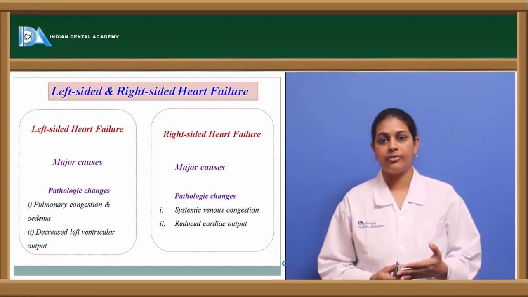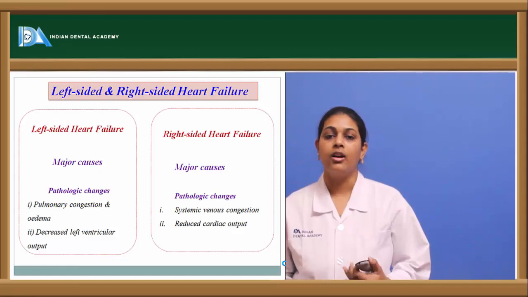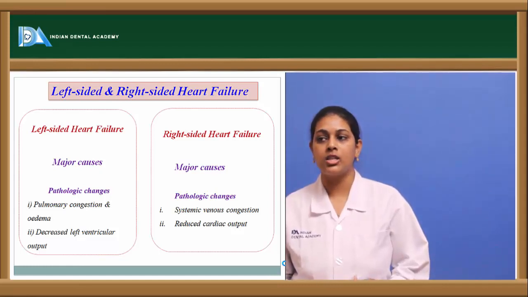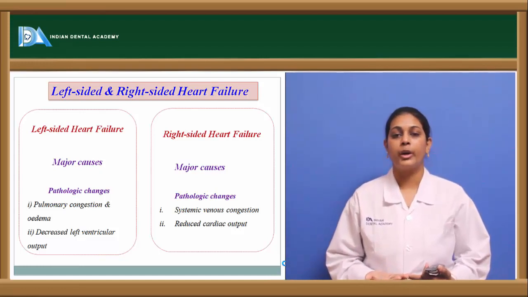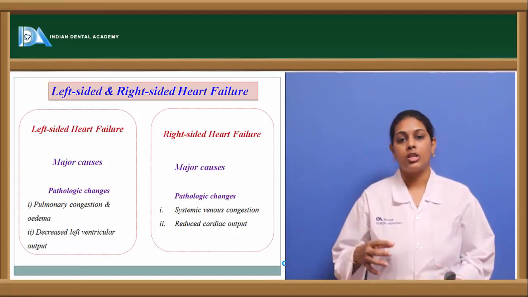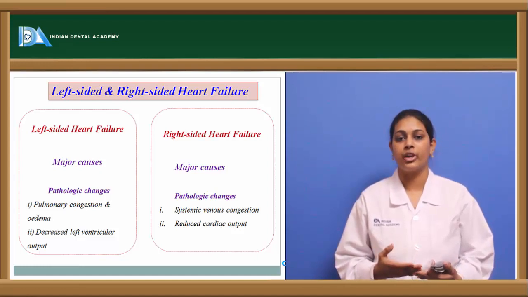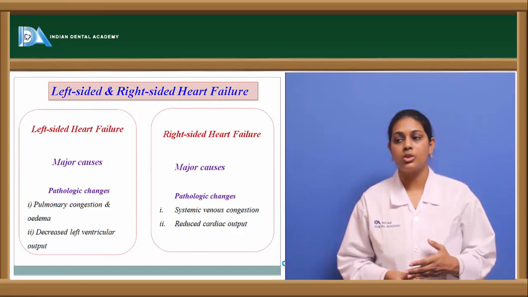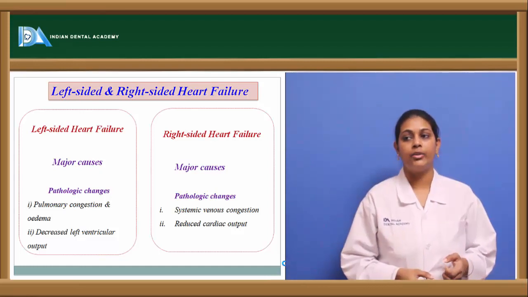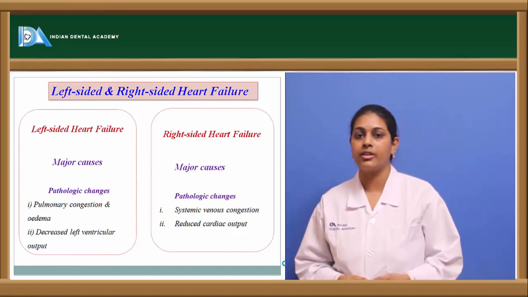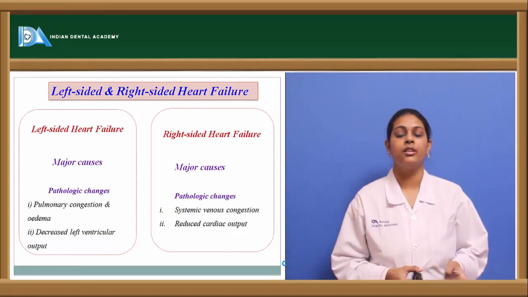Coming to right-sided heart failure, it is not necessary that it occurs because of primary causes that target the right heart, but rather it is mostly a consequence of left-sided heart failure. The major causes we see in right-sided heart failure are cor pulmonale, pulmonary valvular disease, or any hypertension occurring in the pulmonary system.